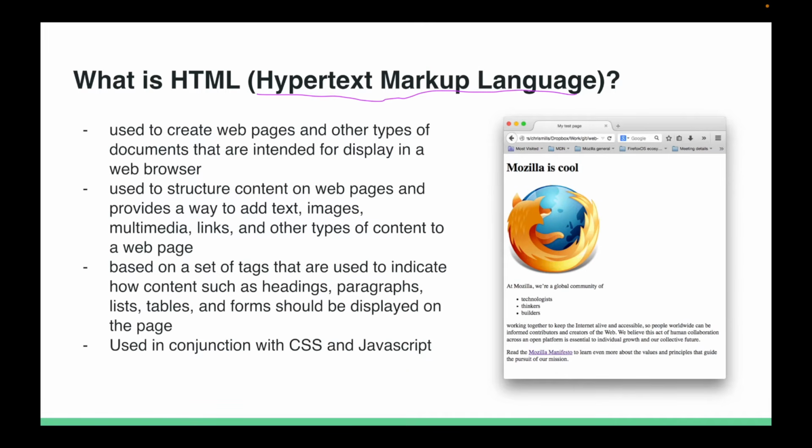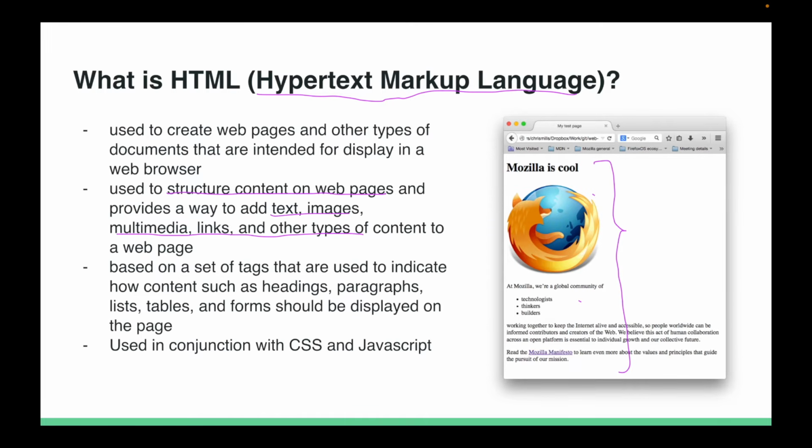So it's used to create web pages and other types of documents that are intended for display in a web browser. I mean, a web browser is basically built to display HTML, among other things. So basically what happens is we have a web page right here, and underlying this web page is HTML code that tells the web browser to display this picture and this text in the format in which it is displayed. So HTML is used to structure content in web pages and provides a way to add text, images, multimedia links, and other types of content.